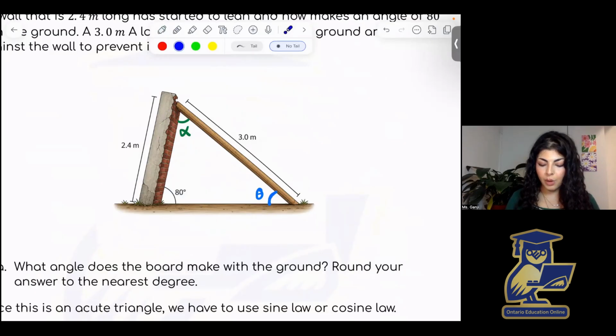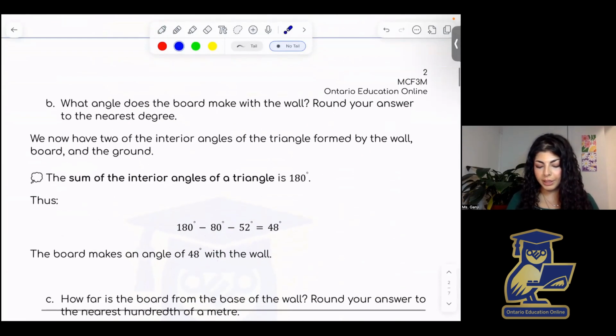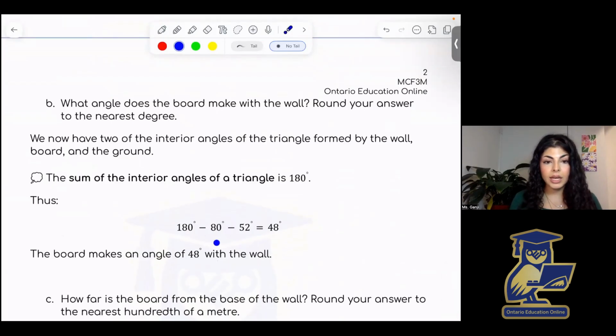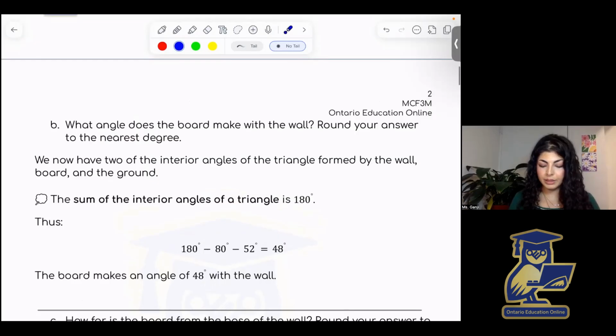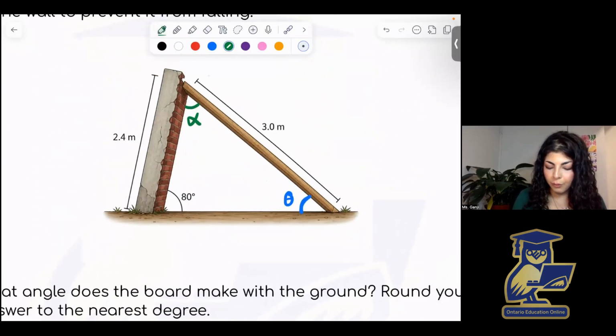So in fact, I do actually have to just use the sum of the interior angles, which is precisely what I've done here. So 180 degrees minus 80 degrees minus the 52 degrees we found up there is 48 degrees. So I will label these as well. This is now 48 degrees, and this one was 52 degrees.